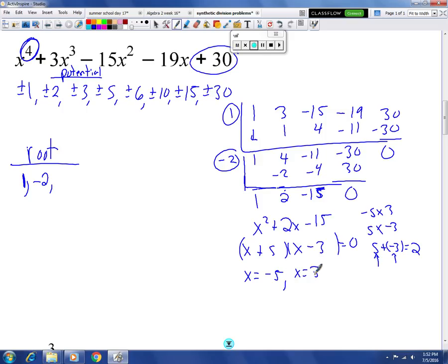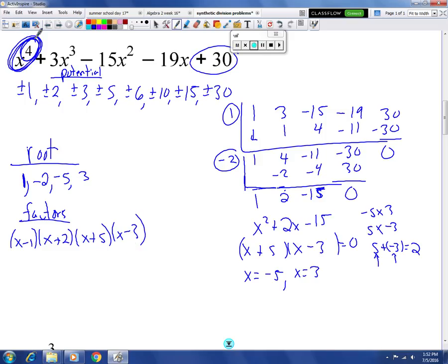Again, when you're doing these kind of problems, most likely you're finding roots and not factors, but very easy to change roots to factors. So our factors, instead of positive 1, we're going to say x minus 1. Instead of negative 2, we're going to say x plus 2. A negative 5, we're going to say x plus 5, just change the signs. And a 3, x minus 3. Okay? It's a positive, so I don't need to add a negative 1 there. Those are my factors. All right?